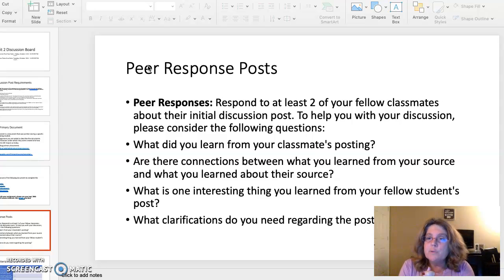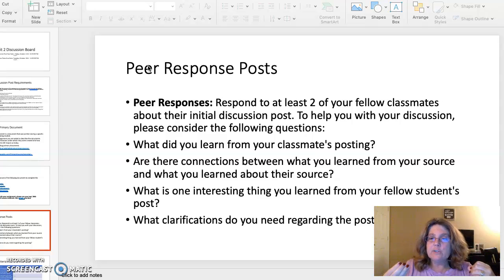Your peer response post, you have to respond to two of your fellow classmates. And I love my students, y'all are very supportive of each other, but don't just leave it at "great job, John," "great job, Sarah." You've got to delve more into it. Tailor the post to your classmates' post, okay?